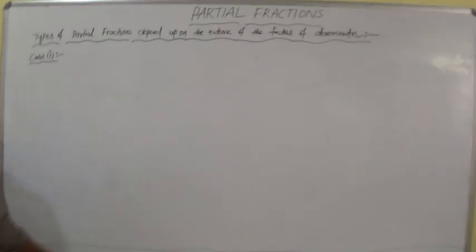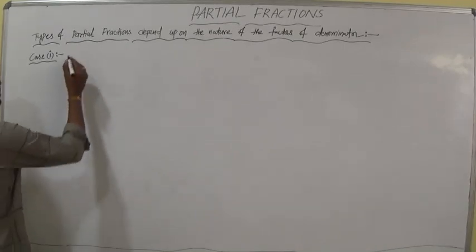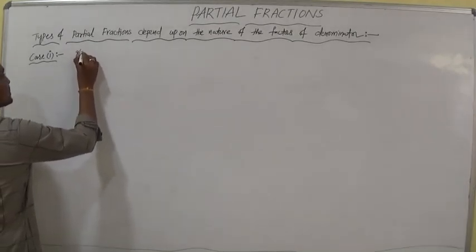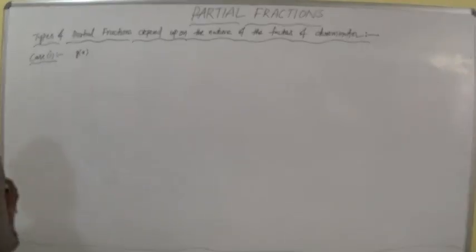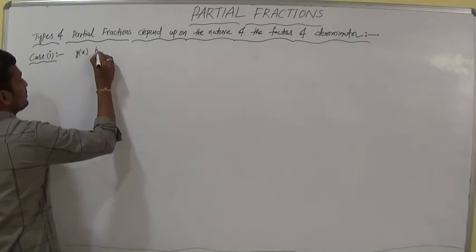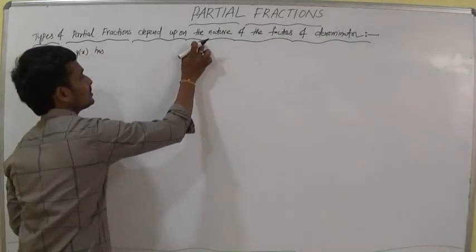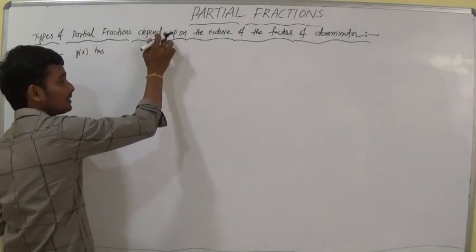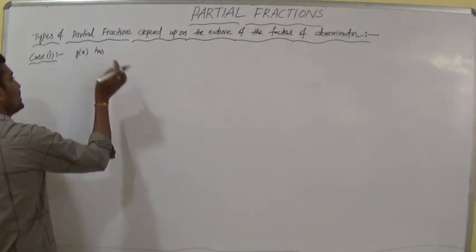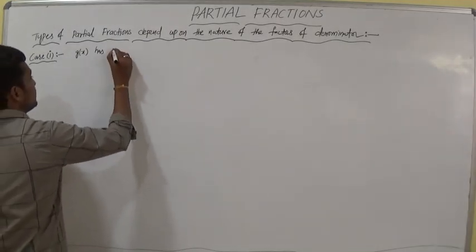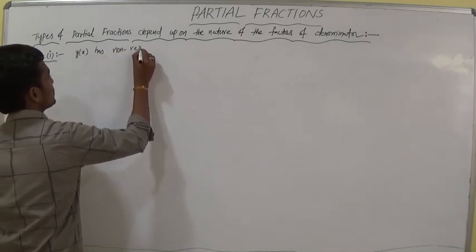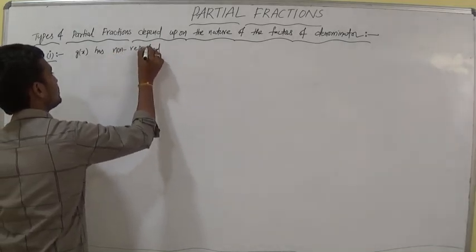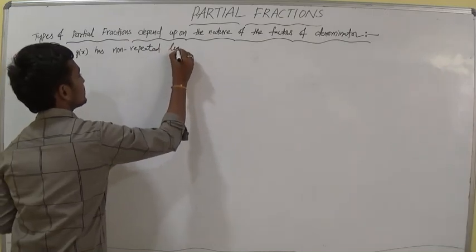Case 1. What is case 1? The denominator g of x has some factors. Observe the heading, so keep an eye on the heading. G of x has non-repeated linear factors.